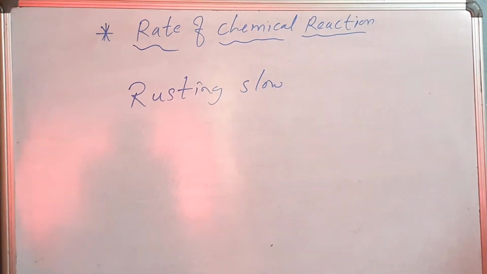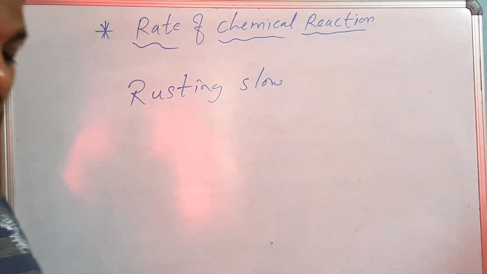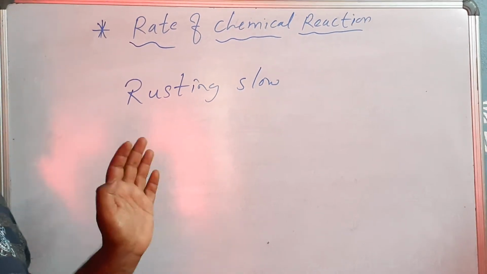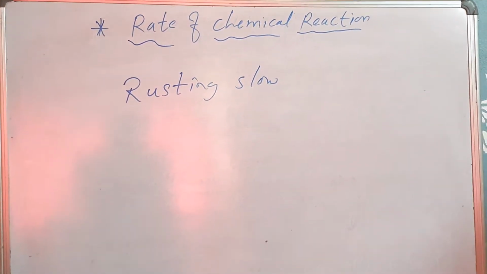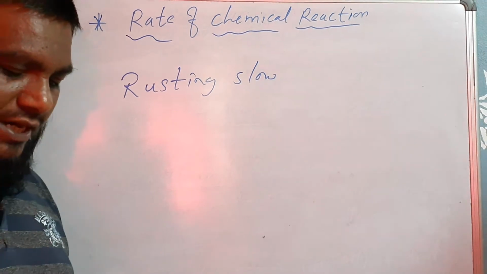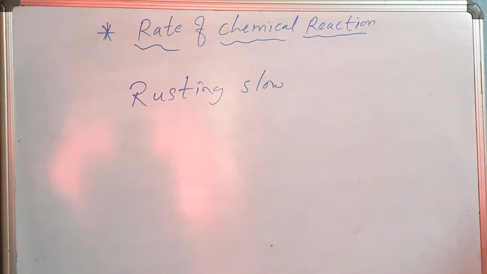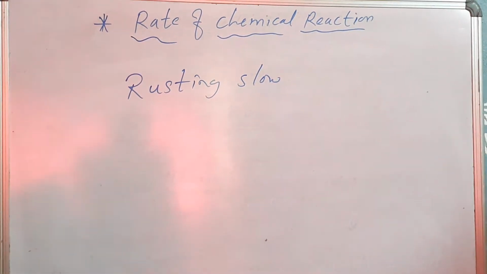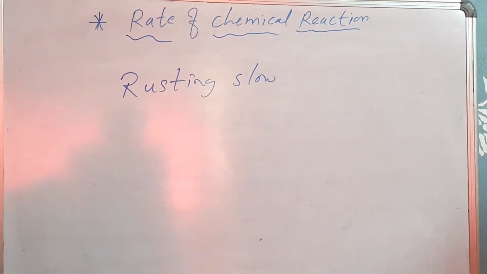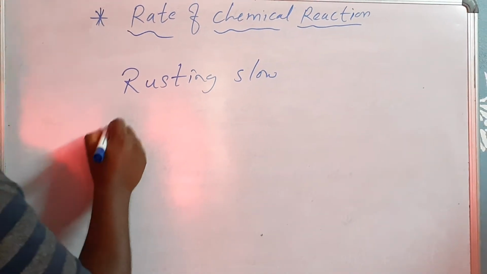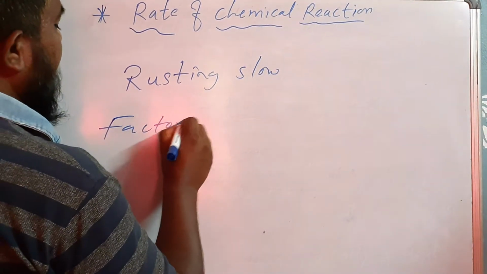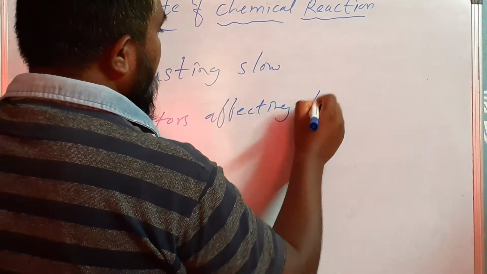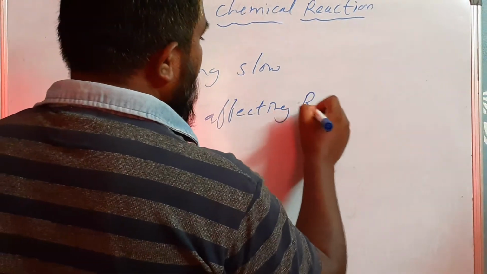It can be seen from the above examples that some reactions are completed in a short time and some take a very long time to happen. It means that the rate of different reactions is different. Now, we'll move toward another part of this topic, that is factors affecting rate of chemical reaction.